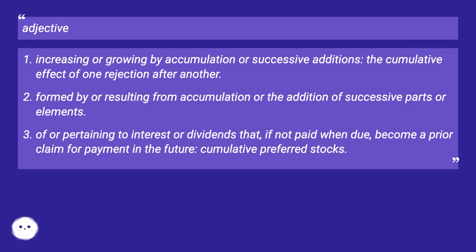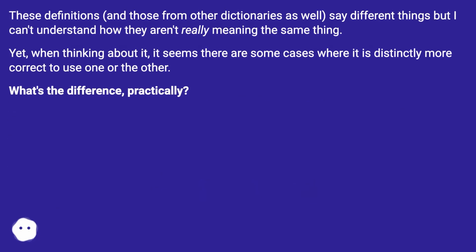Of or pertaining to interest or dividends that, if not paid when due, become a prior claim for payment in the future, cumulative preferred stocks. These definitions, and those from other dictionaries as well, say different things, but I can't understand how they aren't really meaning the same thing. Yet, when thinking about it, it seems there are some cases where it is distinctly more correct to use one or the other. What's the difference, practically?